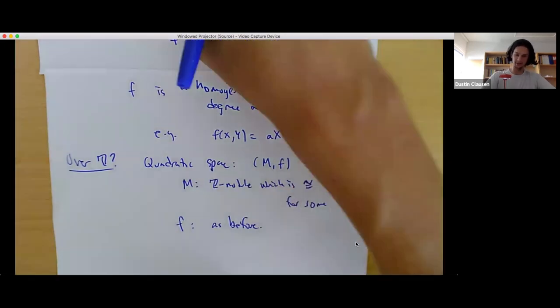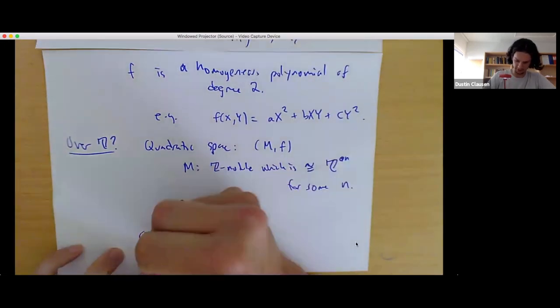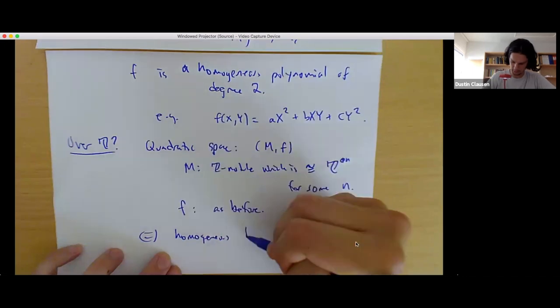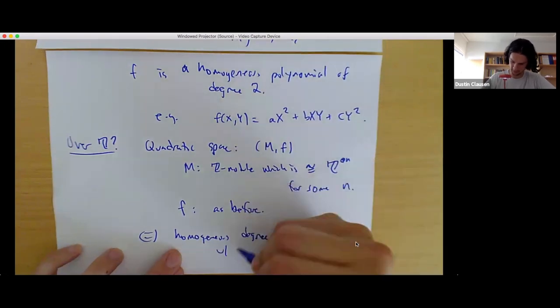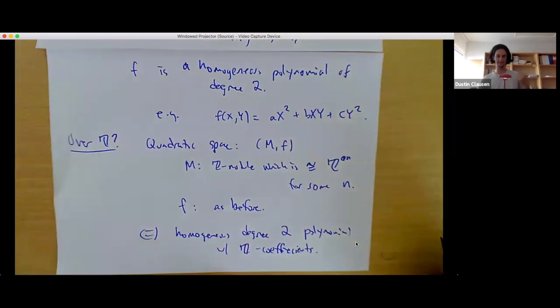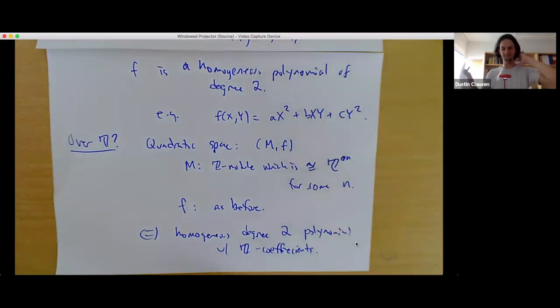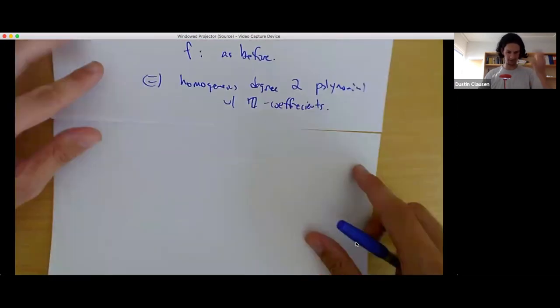And again, nothing in the equivalence between these two perspectives really used that it was a field. So it's the same thing as a homogeneous degree two polynomial with integer coefficients. Before it was coefficients a, b, c in the field. Now it's coefficients lying in the ring of integers. So far it doesn't seem that different. I'm going to make a series of remarks which will lead to a picture that there are actually quite a few differences between the theory over Z and the theory over fields.